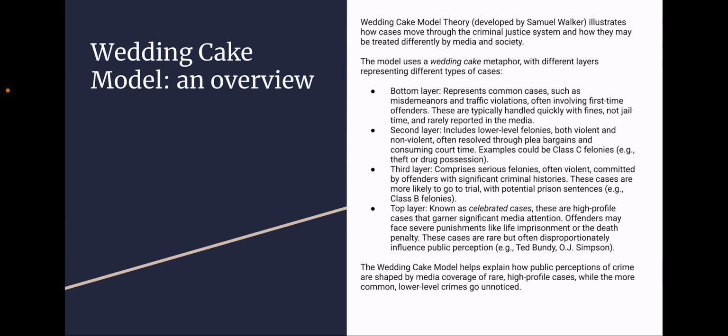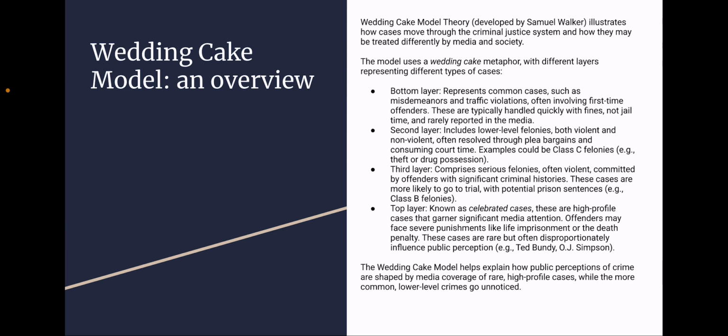The bottom layer consists of common cases such as misdemeanors, traffic violations, and often involving first-time offenders, I learned. And these cases are typically resolved quickly with fines rather than jail time, and rarely have any media attention at all, which is good. So examples of this layer include offenses like speeding tickets or public intoxication. The second layer includes lower level felonies, both violent and nonviolent, which often end in plea bargains and consume significant court time. These could be Class C felonies like simple assault or drug possession.